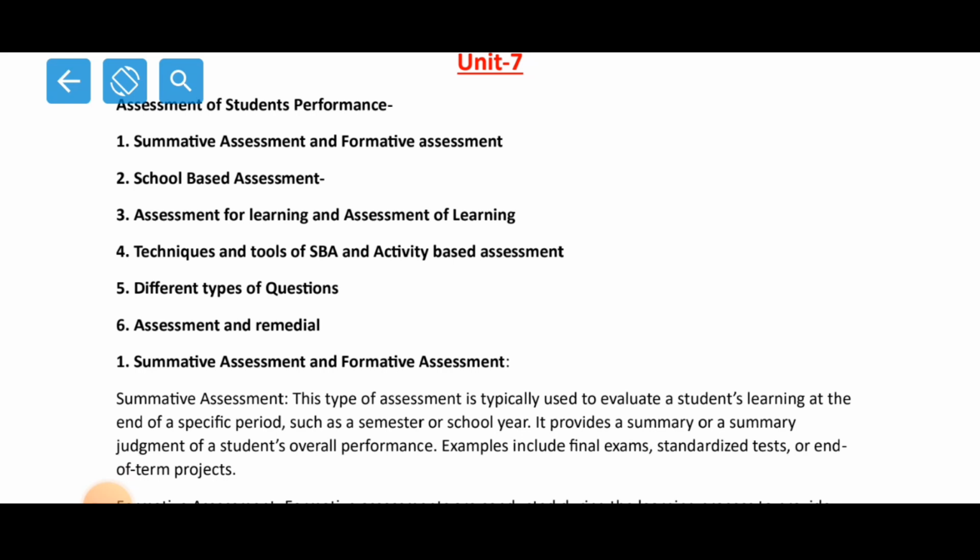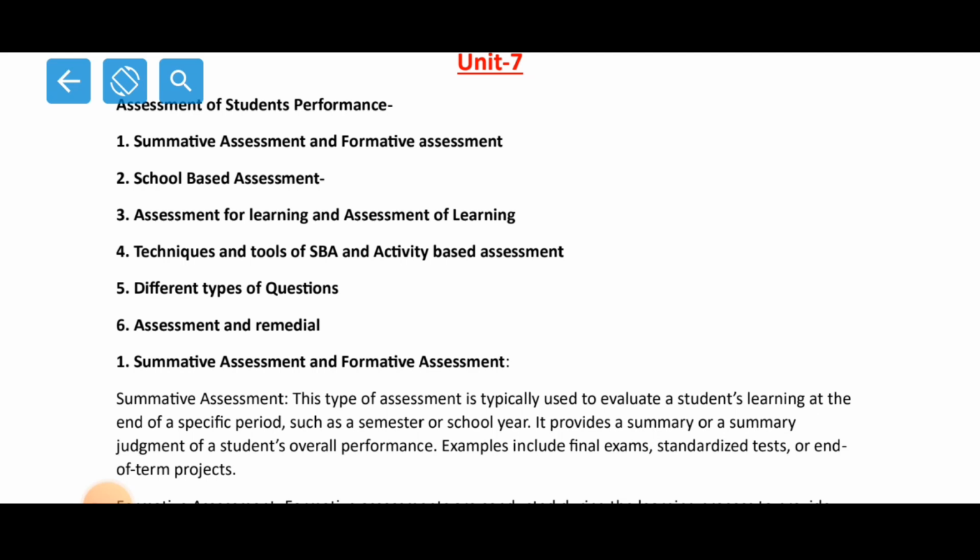In one we have assessment for learning, and in another we have assessment of learning. What is assessment of learning? Then techniques and tools of school-based assessment and activity-based assessment. What are the different techniques we are going to use in order to make these assessments? Then different types of questions. What are the different types of questions which can be asked of the students in order to assess them?